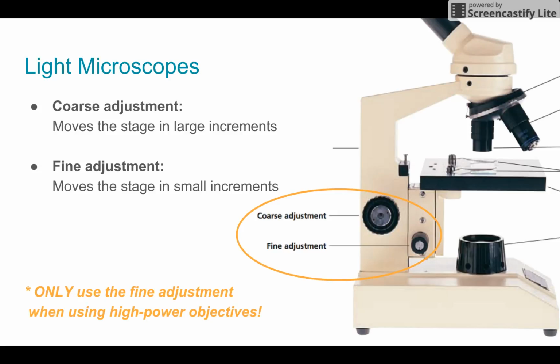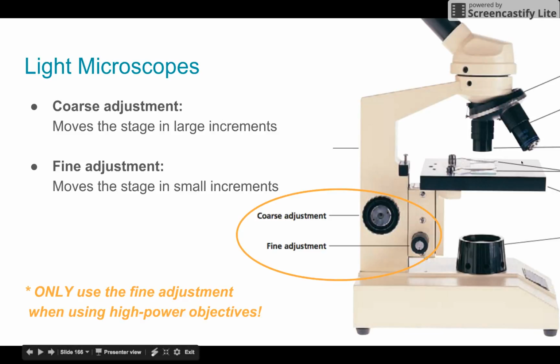Okay, then we have the coarse adjustment and the fine adjustment. The coarse adjustment moves the stage up and down in large increments, and the fine adjustment moves it in small increments. So typically you'll get in the general area you want with the coarse adjustment, and then you'll use the fine adjustment to really zero in specifically and get that focus that you want.